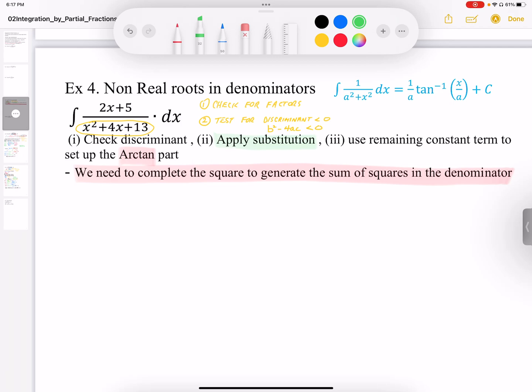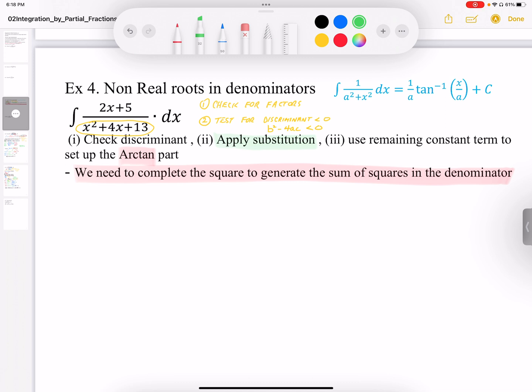Example 4 involves quadratics in the denominator that have non-real roots. And these types are going to involve using an arctan antiderivative. I'll show you how to set this up in a second. So, if we take a look at this example here, the denominator is a quadratic.